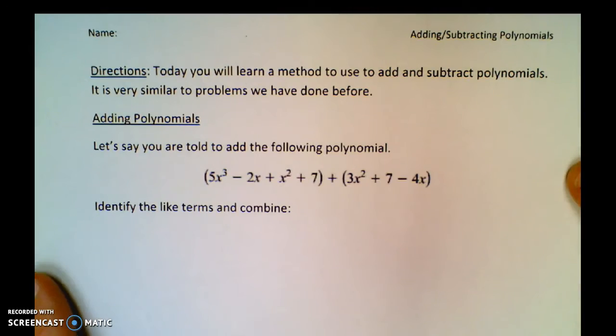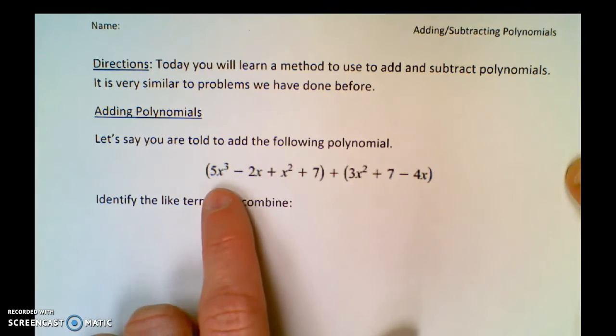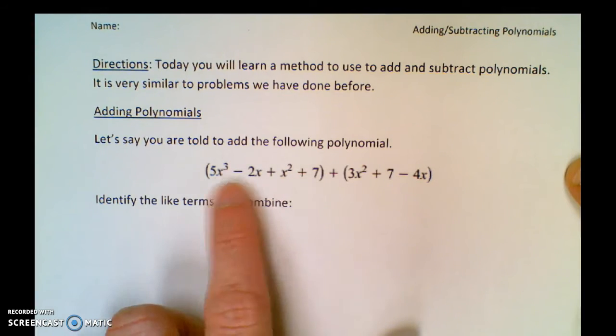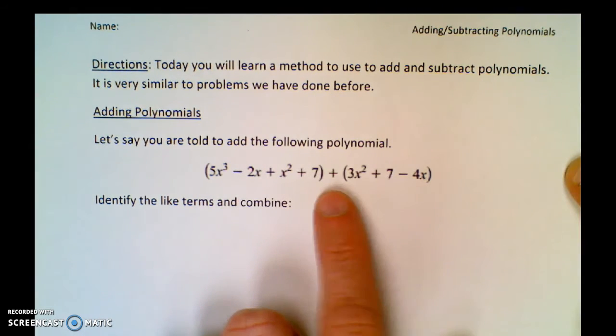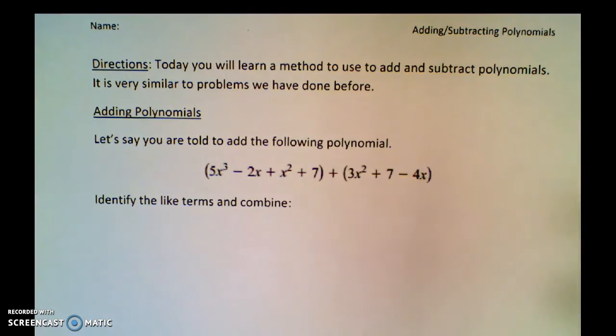So adding polynomials. Let's say you were told to add the following polynomials. You have 5x to the third minus 2x plus x squared plus 7. That's your first polynomial, and then it's adding to 3x squared plus 7 minus 4x. For these problems, when you're adding polynomials, you just want to look for like terms. Like terms are the things that have the same variables and the same exponents.